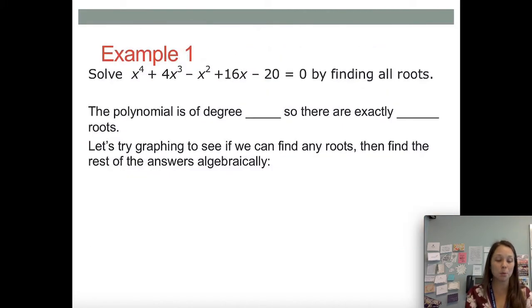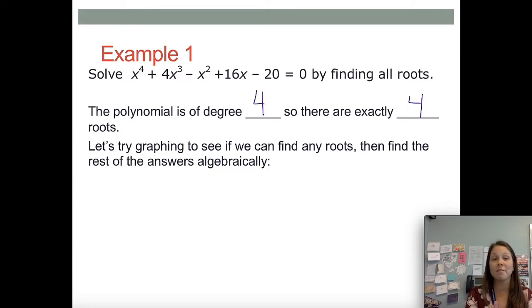So looking at example 1, we have x to the fourth plus 4x cubed minus x squared plus 16x minus 20 equals 0, and we're going to find all the roots. The polynomial is of degree 4 because that's the highest exponent, so that means there's going to be exactly 4 roots. Those may all be real numbers or some of them might be imaginary.